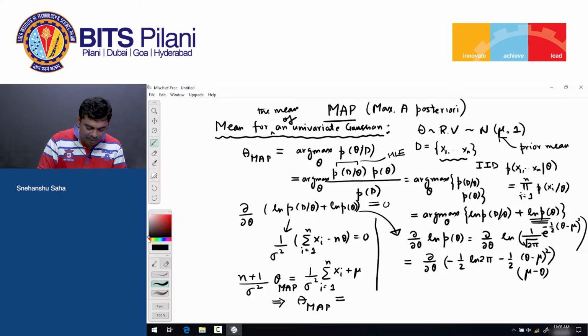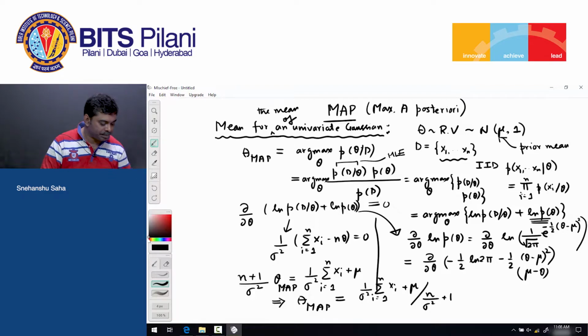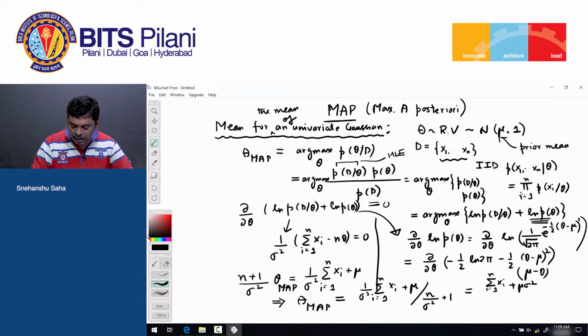So what I'll have is 1 over sigma square, summation i equal to 1 to n, x_i, plus mu, divided by n over sigma square plus 1. So this is n plus sigma square multiplied over sigma square, and so I can simplify this as summation i equal to 1 to n x_i plus mu sigma square, divided by n plus sigma square.